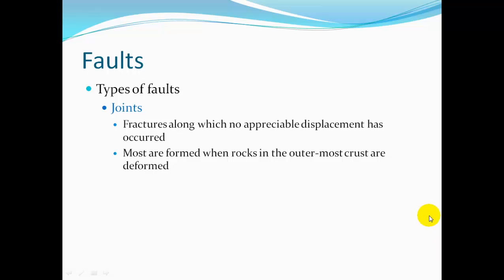Now joints are fractures along which there's no displacement. So these are basically just breaks in rocks. They're not moving. There's no displacement from one side to the other. Most of the formative rocks in the outermost crust are deformed.